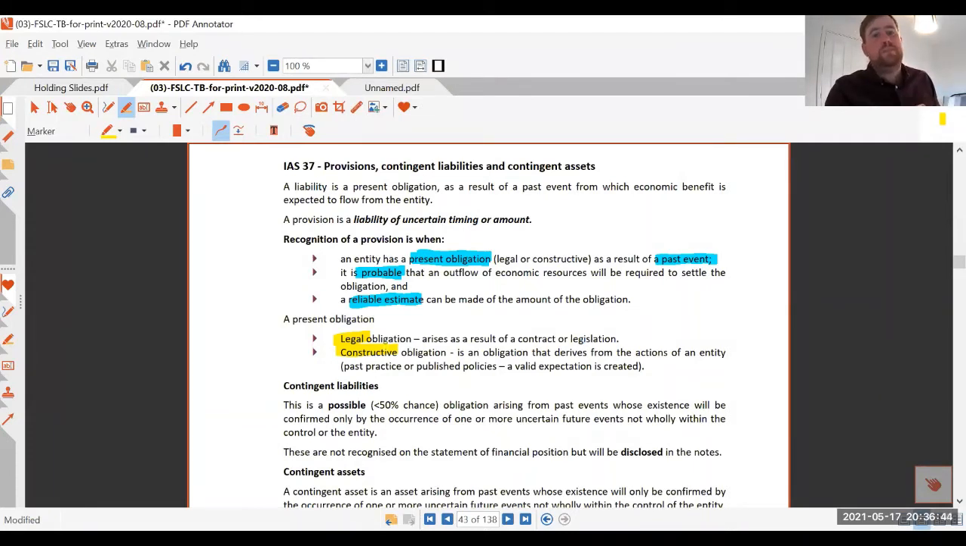The other one is published policies. If you're advertising in the media that you offer extended warranties for free, even if that's not included within an actual signed contract, if you're actively promoting that as a selling point, you can't then turn around and say, well, actually, we didn't put that in the contract that you signed. You've still created that constructive obligation instead.